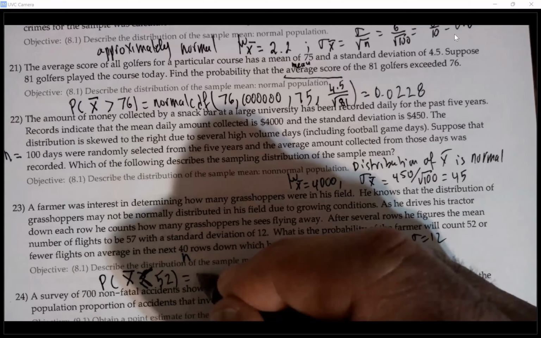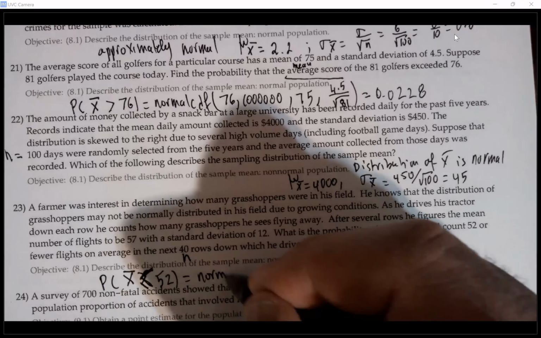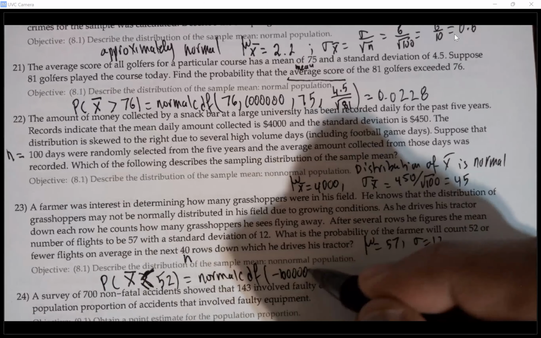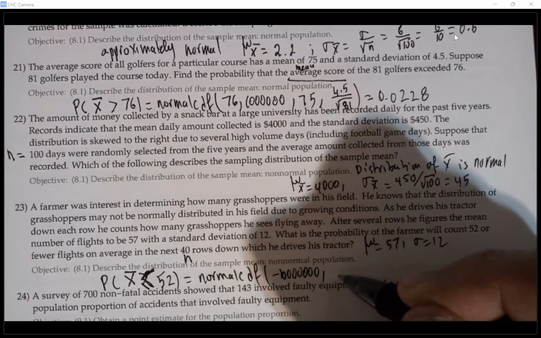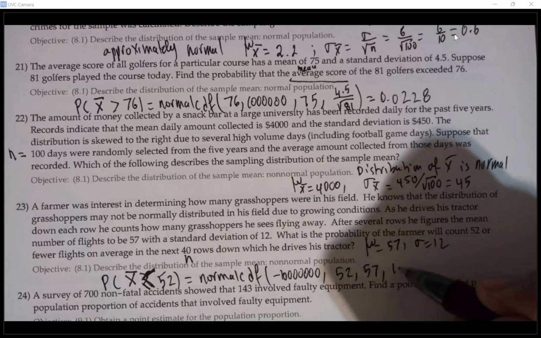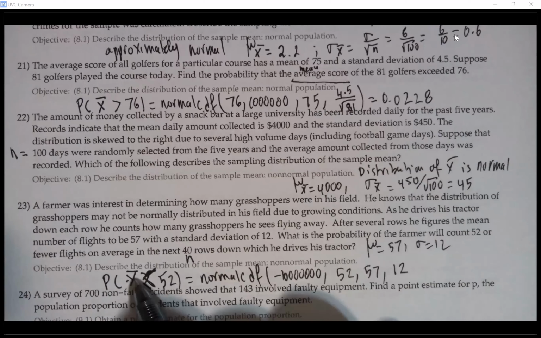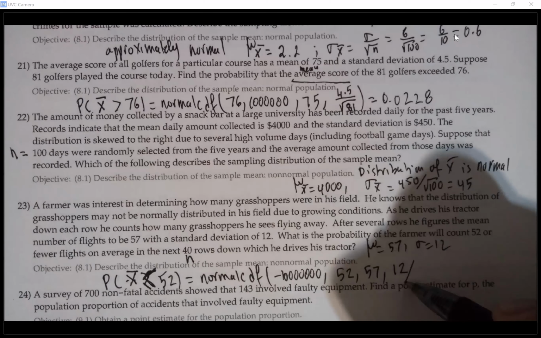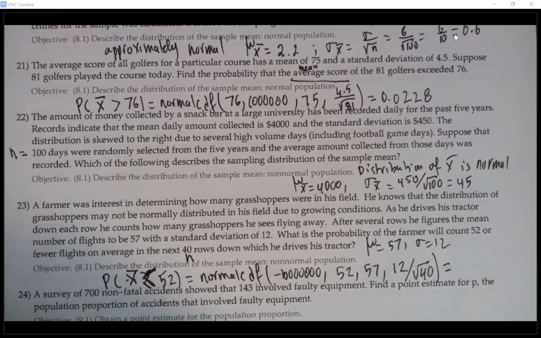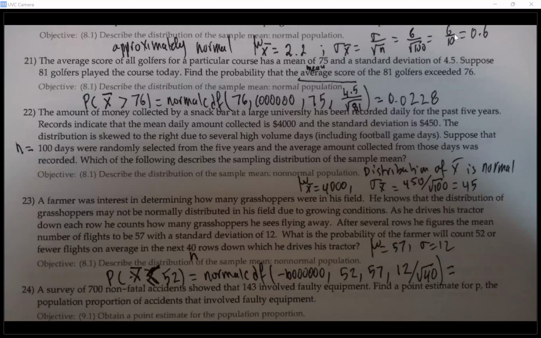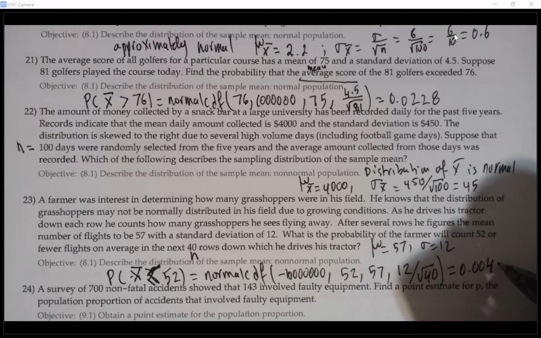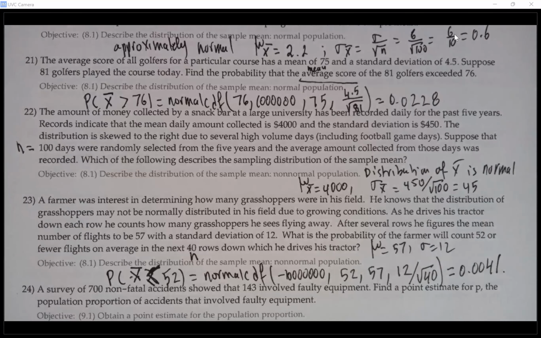So that will be normal CDF. Okay, for less than, guys, we agree we begin with negative 1 million. And then we put 52, then we put 57. But the mistake that students make here is they put 12 here. It's not 12, it's a question about the sample mean. So it's 12 divided by square root of the sample size. And if you do the math for question 23, you should get 0.0041.